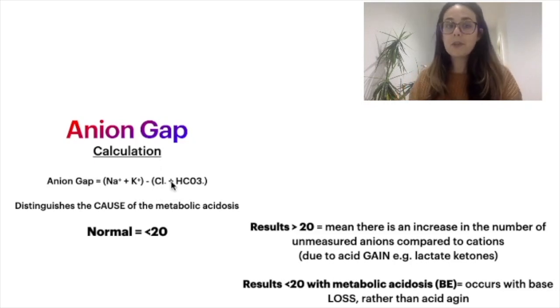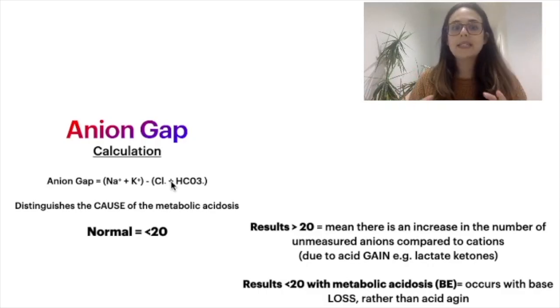And as I said before, the purpose of doing the anion gap is to distinguish the cause of the metabolic acidosis. We know there is a metabolic component going on because we can see that in our base excess, if that's abnormal, but this is going to tell us the cause, and we'll go into how it does that. So the normal reading that you want for an anion gap, the kind of normal gap, is under 20.